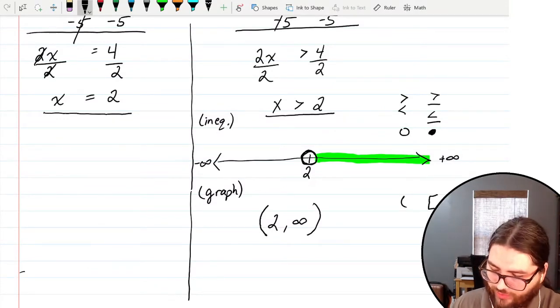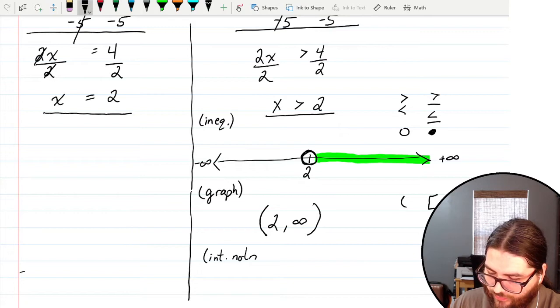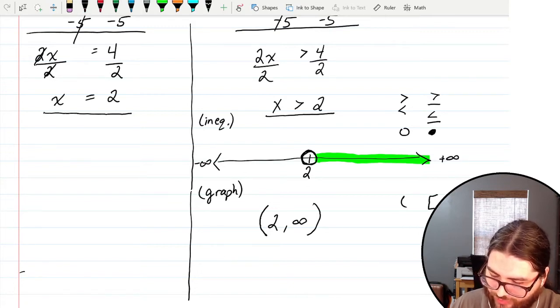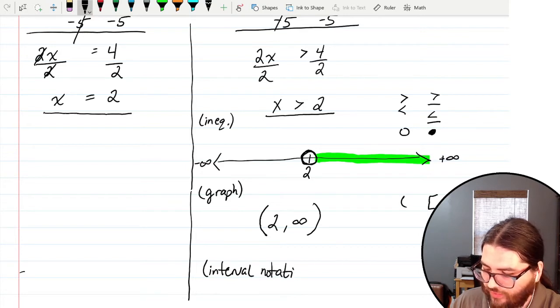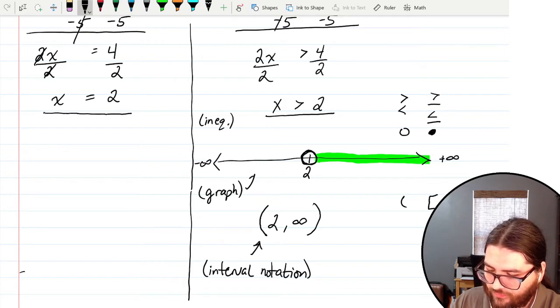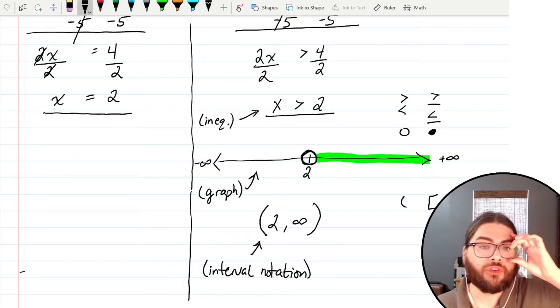So this would be called the interval notation solution. I guess I'll write out fully interval notation, since this is the first time we've seen it. Interval notation. It is an entire chunk of the number line, all shaded at once. So, 3 forms of the solution.